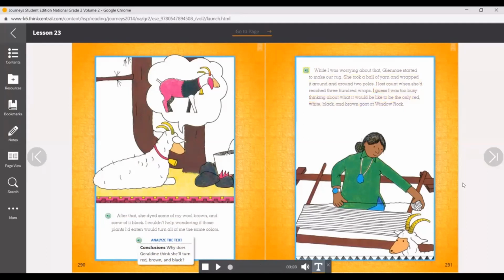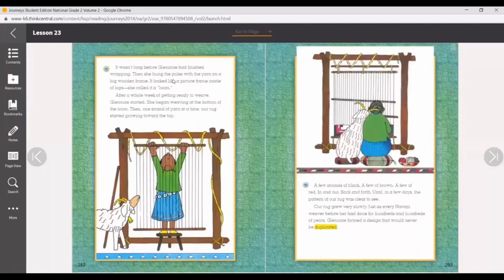What would have happened if Glen May had skipped the step of using the dyes when she was making the rug? Boys and girls, the answer to that question is the rug would be very plain. It would just be the color of the wool.